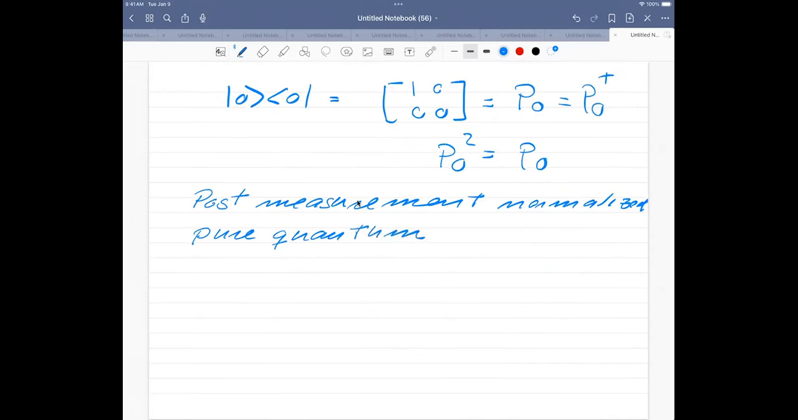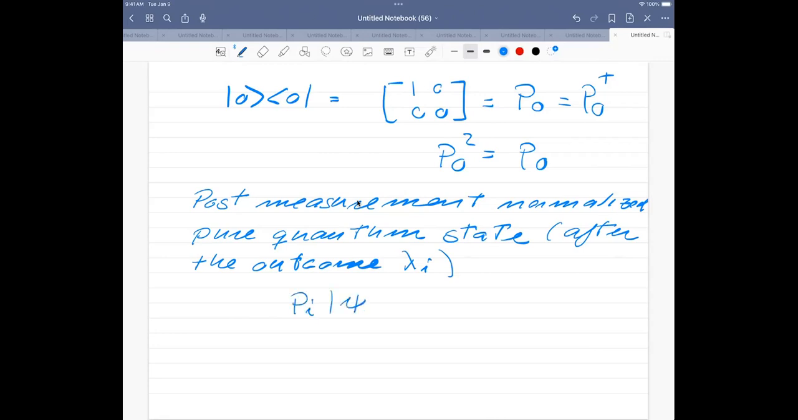So this is just a definition, pure quantum state. So that means after the outcome. So this is what you're left with after the outcome. You perform the measurement and your outcome is this lambda y. So this state is going to be given by P of I, the projection operator, and then we're going to normalize it, which means that we are going to take the square root of this quantity psi of A, P of I, psi of A. So we are collapsing the state now into a specific case.